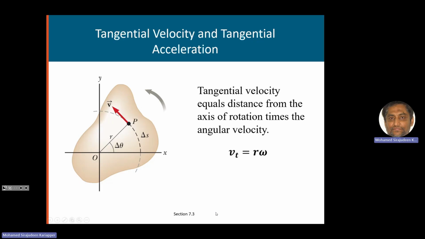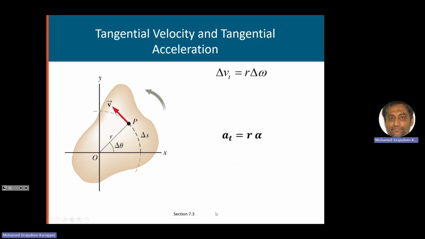Then we showed that this linear speed is related to the angular velocity by this equation. And there is a similar equation for acceleration as well. The tangential acceleration and the angular acceleration are related by this equation. Yes, we still have some left, okay? So I'm just going through what we did before quickly.